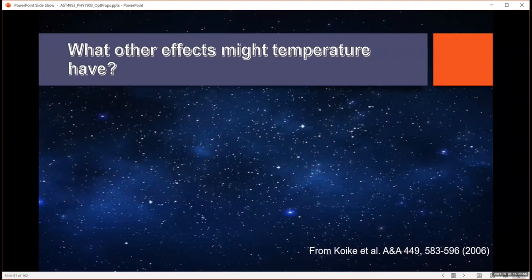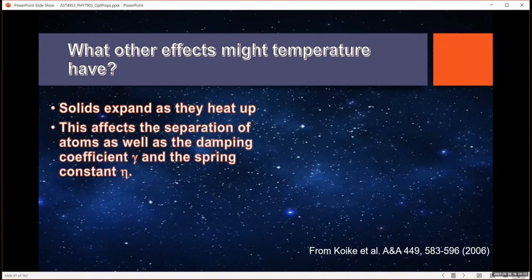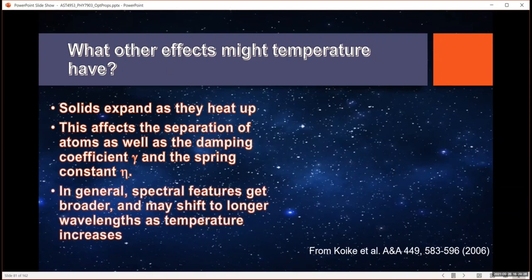So what other effect might we expect temperature to have, apart from just whether you get an emission or an absorption? Well, here I'm going to show some data from this paper. Think about a solid. When you heat it up, it's going to expand, and that's going to affect the separation of the atoms. So that affects the vibration. It will also affect the damping coefficient and the spring constant. So as you heat it up, you're going to have several different effects. In general, you would expect to see, as the temperature goes up, the features get broader and be at slightly longer wavelengths, because the separation has got bigger and you've got a bigger spread of options.